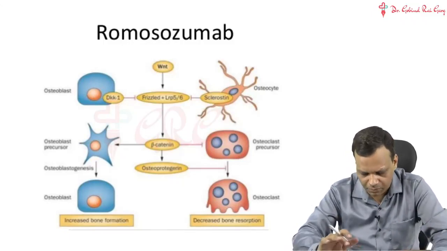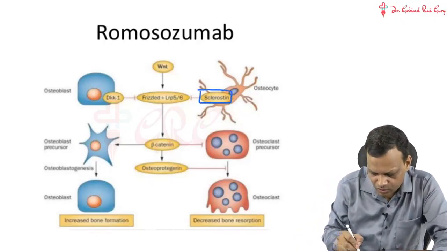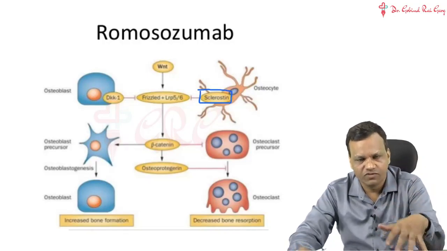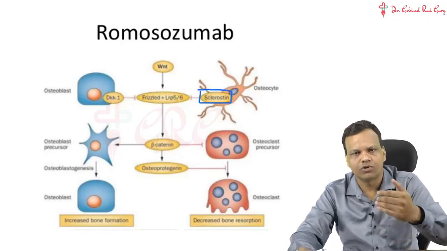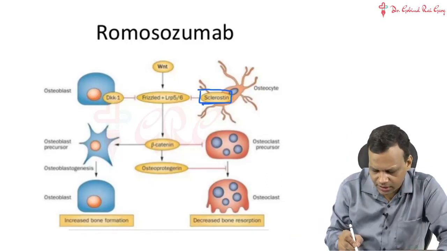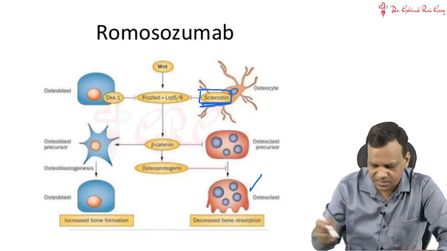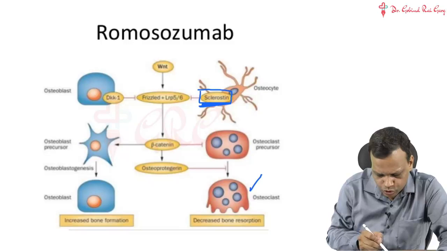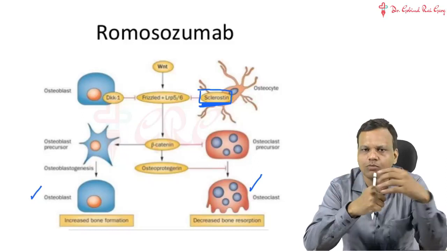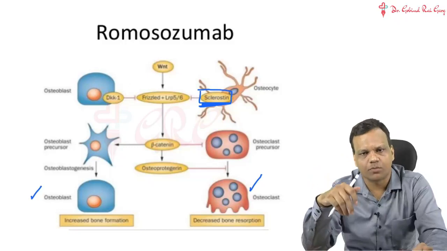This is a monoclonal antibody against a protein called sclerostin. Sclerostin is a protein normally present in the body which promotes osteoporosis or bone resorption. Sclerostin works by two methods. One, sclerostin activates osteoclast, which causes bone resorption. Second, sclerostin also inhibits osteoblast. So it inhibits osteoblast, so bone formation does not occur, and it stimulates osteoclast, so more resorption can occur.